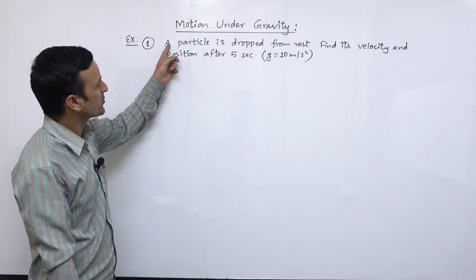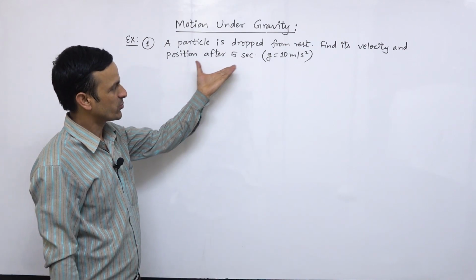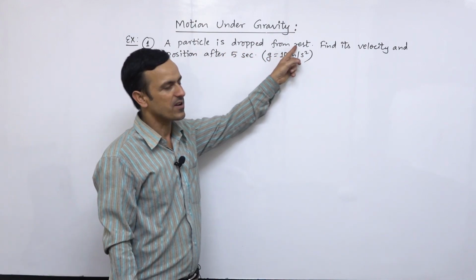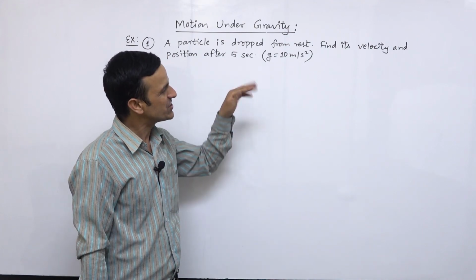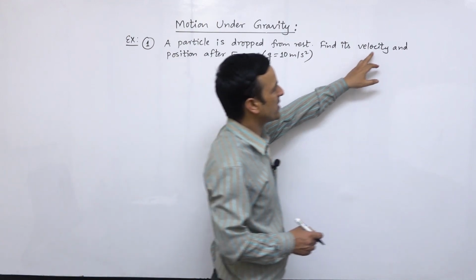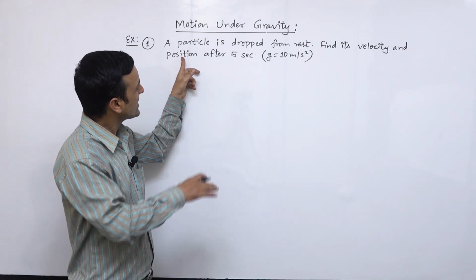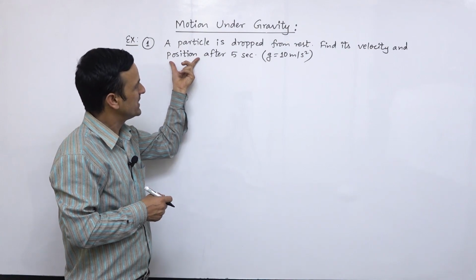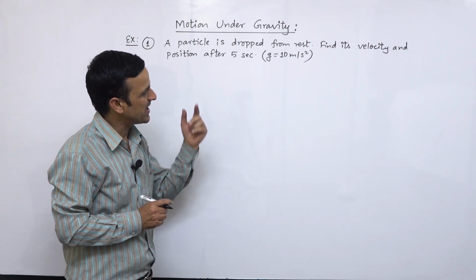So we have one question regarding motion under gravity. So in this question, one particle is dropped from rest. So from rest position, one particle is dropped. That means its initial velocity becomes 0 at that position. And find its velocity, that means final velocity, and the position, at what height it is. So that distance or height is to be found out after 5 seconds, time is 5 seconds.